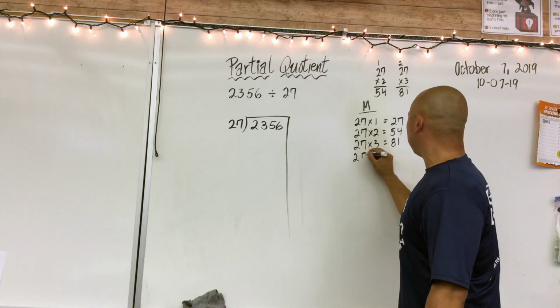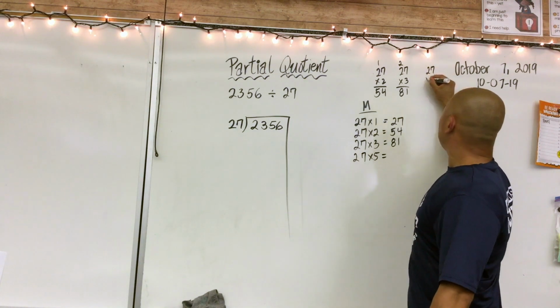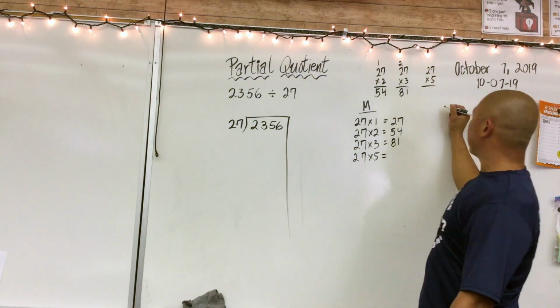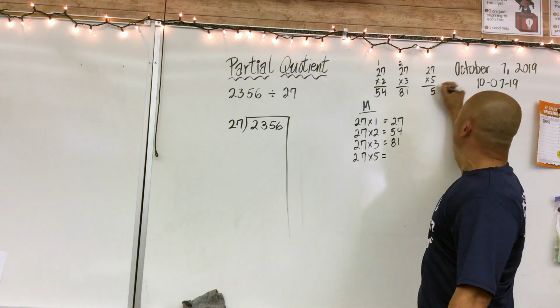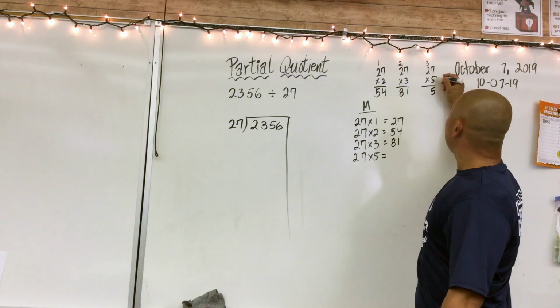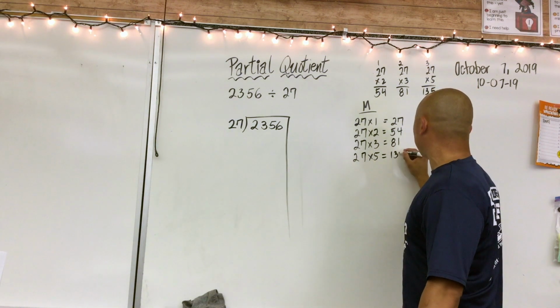And last thing you need to do is multiply 27 times 5. So I'm going to show my work on the side of my paper or my board. In this case, 5 times 7 is 35. Regroup the 3. 5 times 2 is 10, plus 3 is 13. That will give me the product of 135.